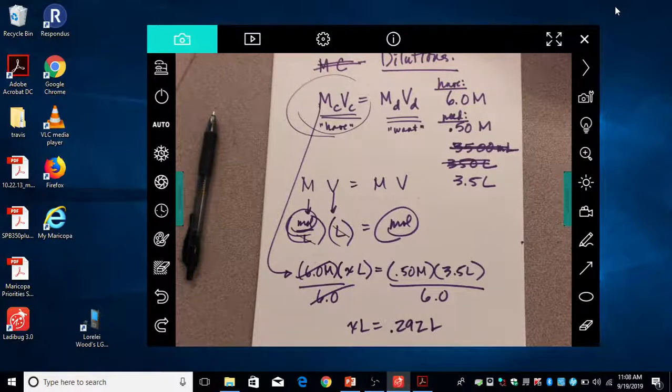And what am I going to add to the flask? Enough water to equal 3.5 liters. There we go. Not 3.5 liters of water, but enough water for the total volume to equal 3.5 liters after I add my 29.2 milliliters.